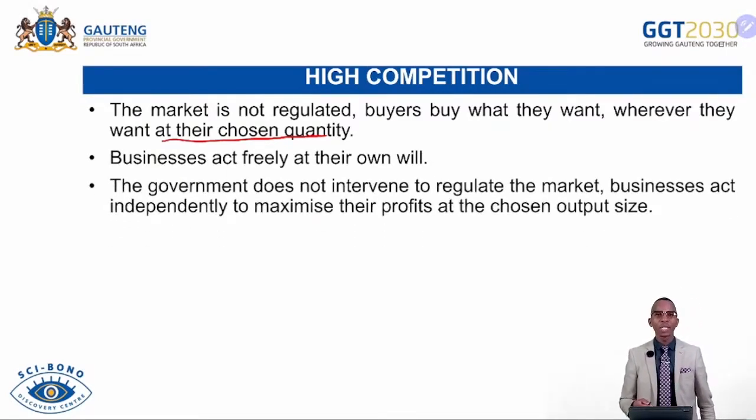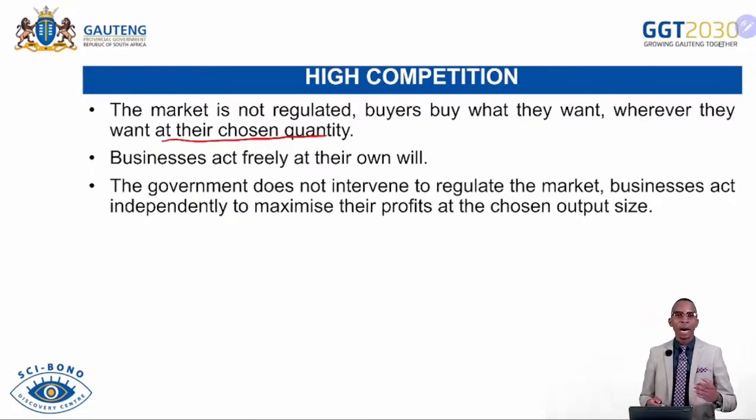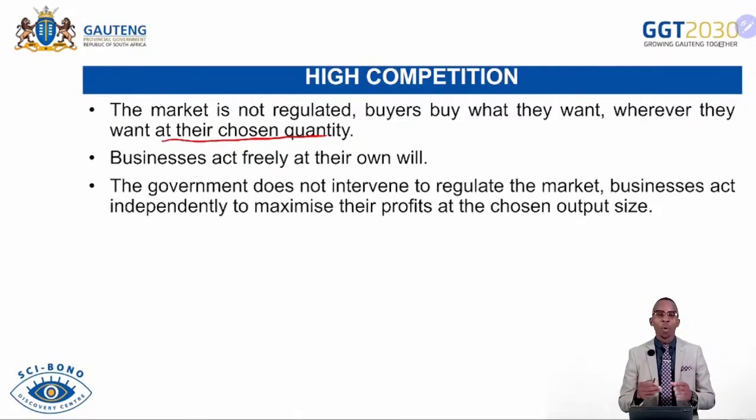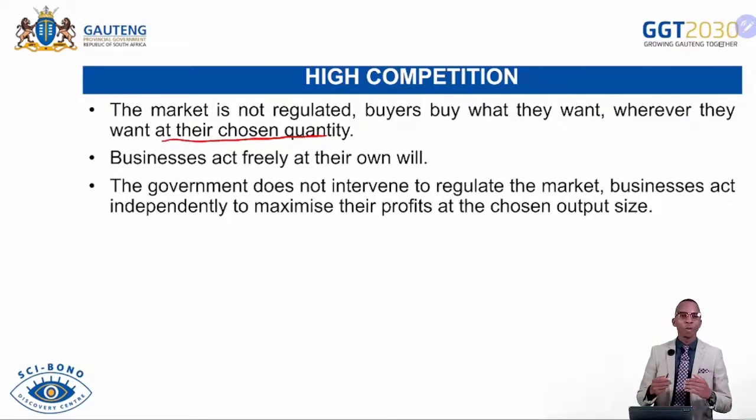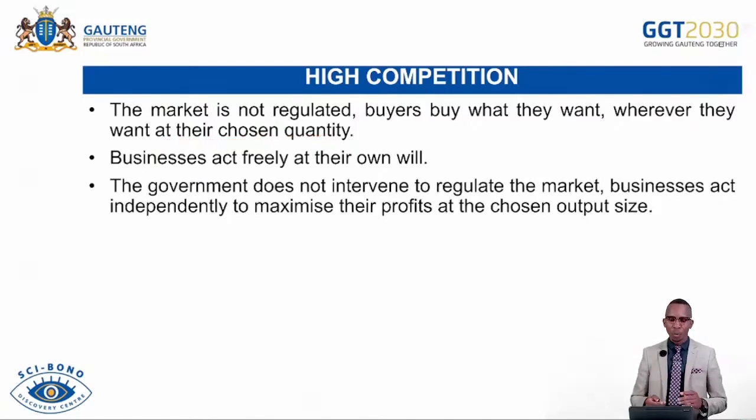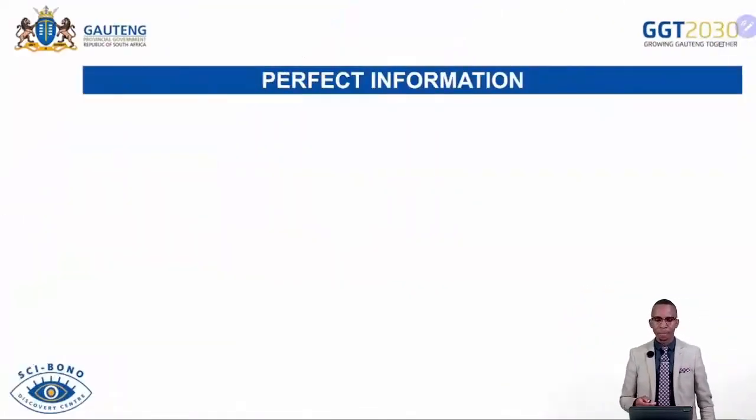The government does not intervene to regulate the market, especially on what to produce, how to produce, when to produce, where and for whom to produce. Firms decide on their own what to produce, how and for whom. I mean, who is their target market? So they decide even on their output side that they want to supply or to produce within their own firms and supply in the market. So the market is really open. There's a high competition without any regulation.